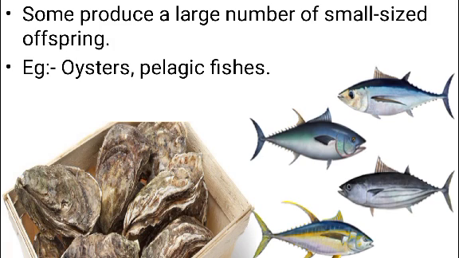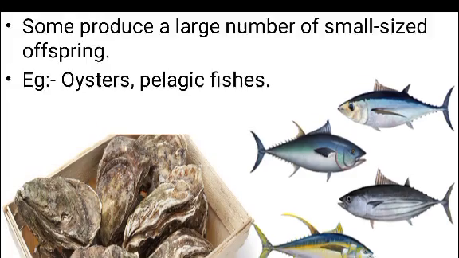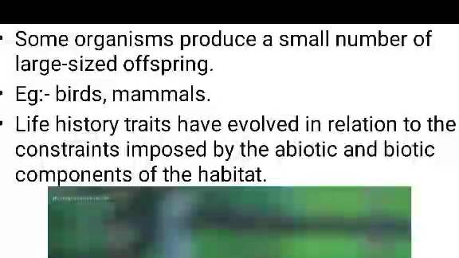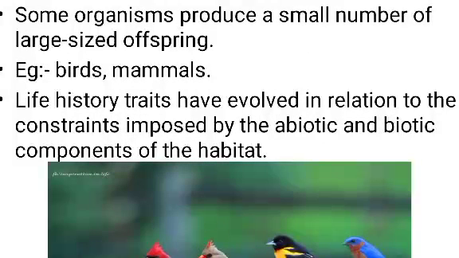They also produce a large number of small sized offspring, while the others produce a small number of large sized offspring. They produce only a smaller number of offspring. Offspring means the young ones, but the size of the offspring will be larger. Okay, for example, we can say birds and mammals produce a small number of large sized offspring.